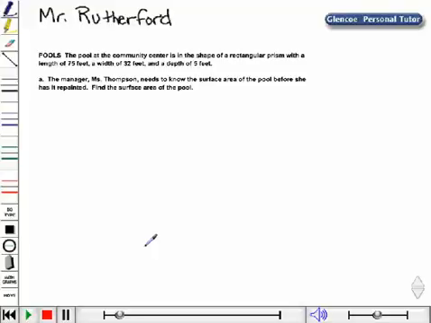A. The manager, Ms. Thompson, needs to know the surface area of the pool before she has it repainted. Find the surface area of the pool.